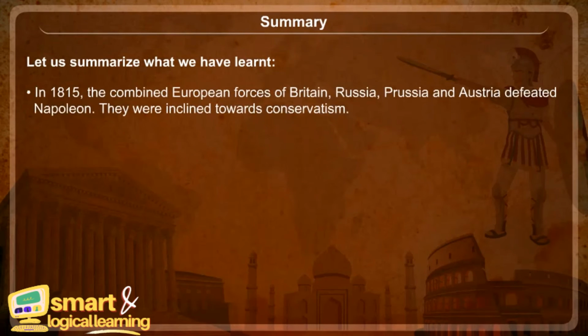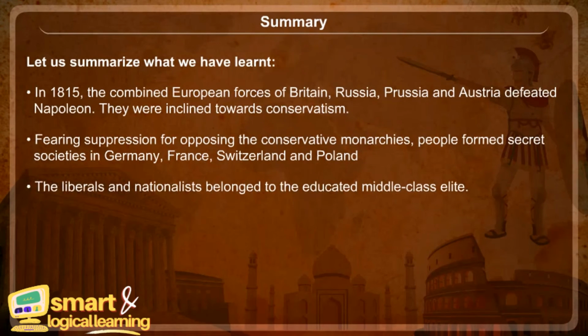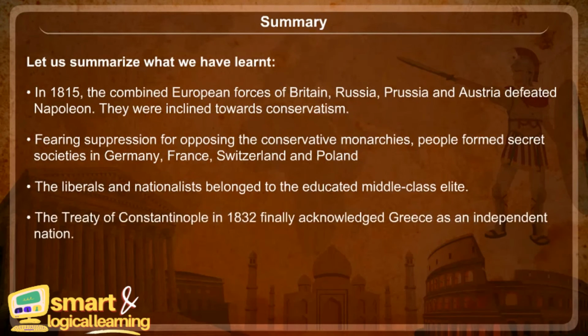In 1815, the combined European forces of Britain, Russia, Prussia, and Austria defeated Napoleon. They were inclined towards conservatism, fearing suppression for opposing the conservative monarchies. People formed secret societies in Germany, France, Switzerland, and Poland. The liberals and nationalists belonged to the educated middle-class elite. The Treaty of Constantinople in 1832 finally acknowledged Greece as an independent nation.